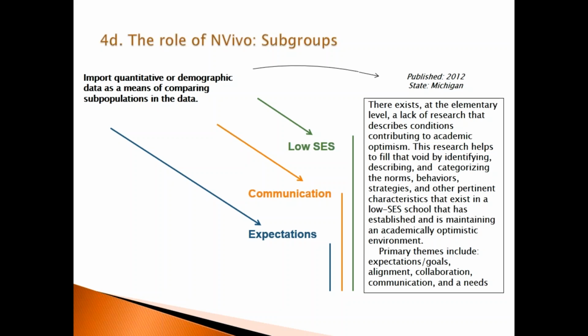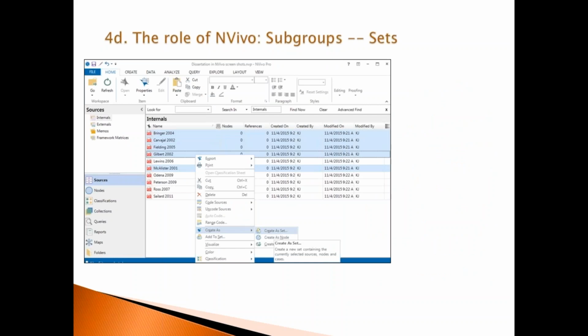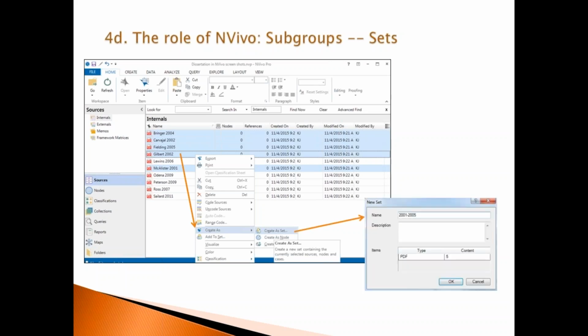because you don't have to migrate a bibliographic database over to look at comparisons like a publication year. And I want to show that to you briefly. It's called Sets in NVivo. So I'll even show you a screen of NVivo here. This is what PDF files would look like on the screen in NVivo. And if I highlight, for instance, the articles that occur farther back in time, I can right-click on them and create as a set, and then I can name that set Articles from 2001 to 2005.